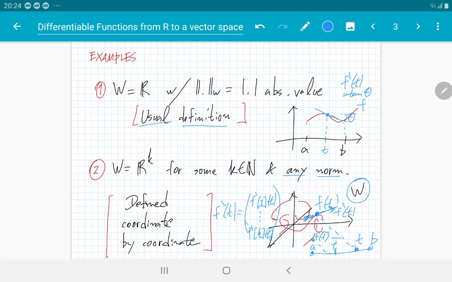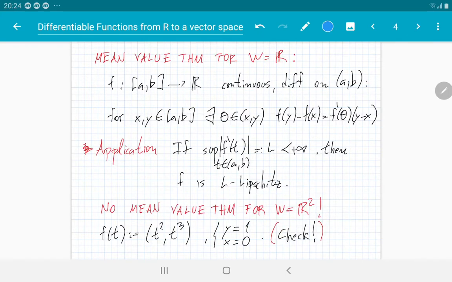Okay, so that's the definition, two basic examples. Now let's go back to the real line for a second, and we have this very important mean value theorem.